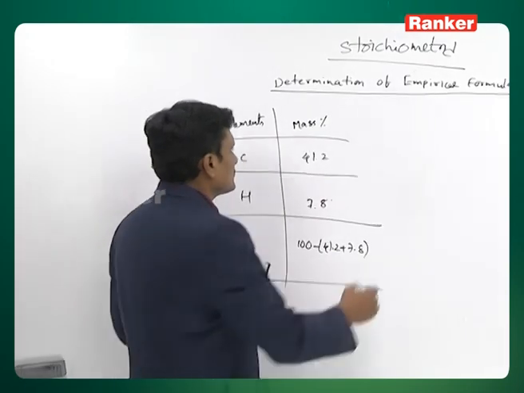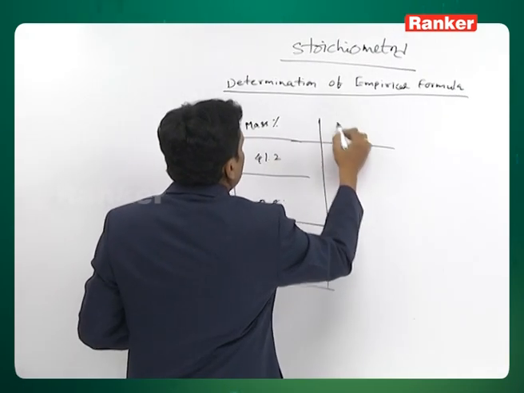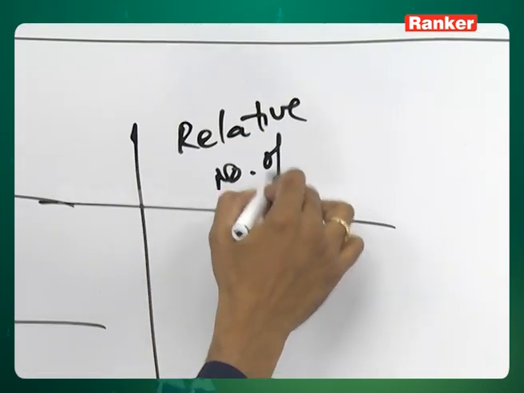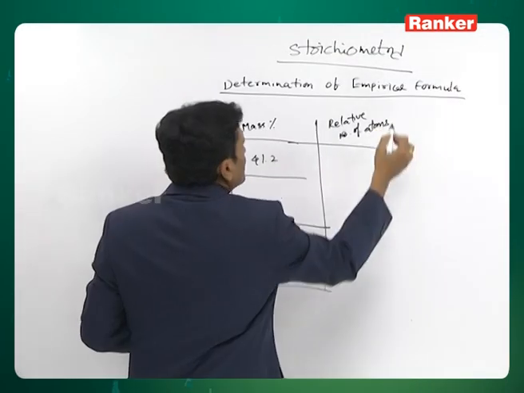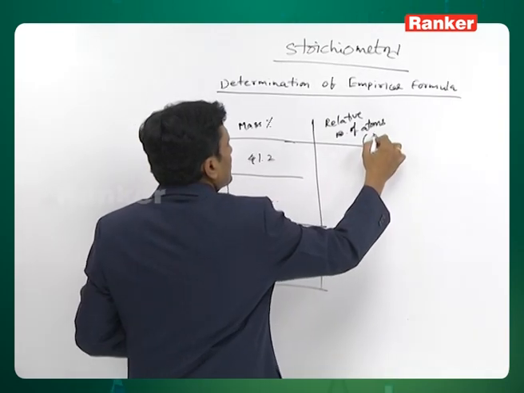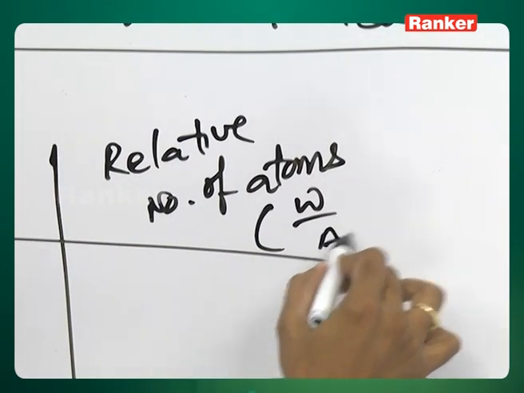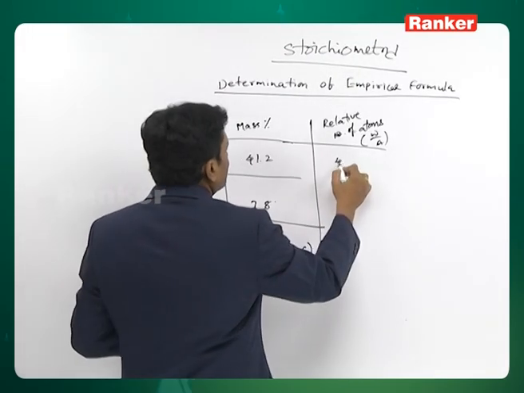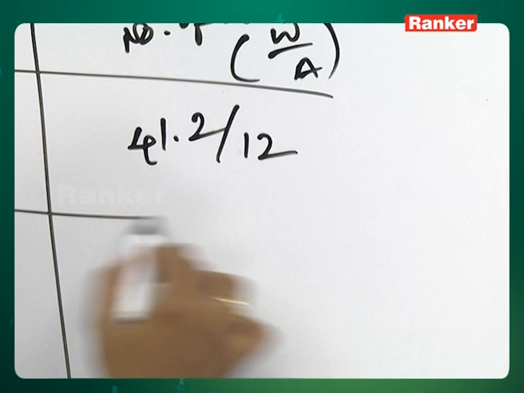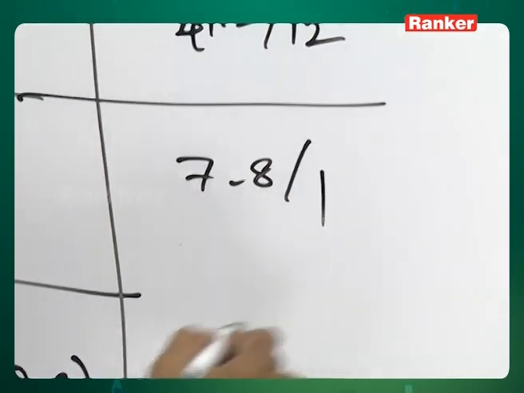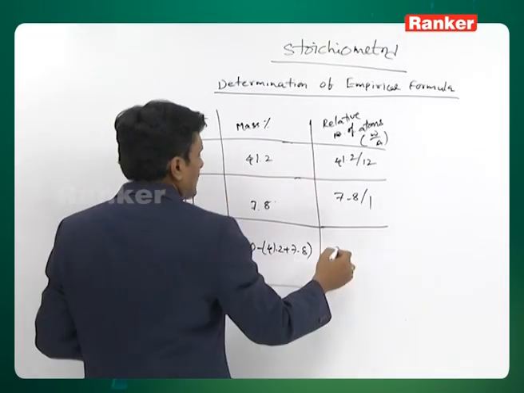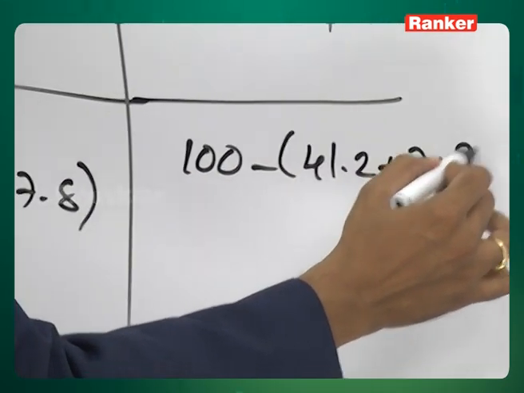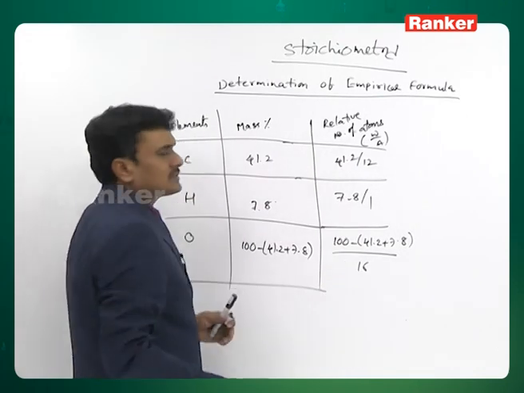For that, you have to find out the relative number of atoms. The relative number of atoms can be obtained by dividing the mass percentage by the atomic mass of the given element. So here the atomic mass is 12 for carbon, 1 in case of hydrogen, and oxygen is the residual value divided by the atomic mass of oxygen.